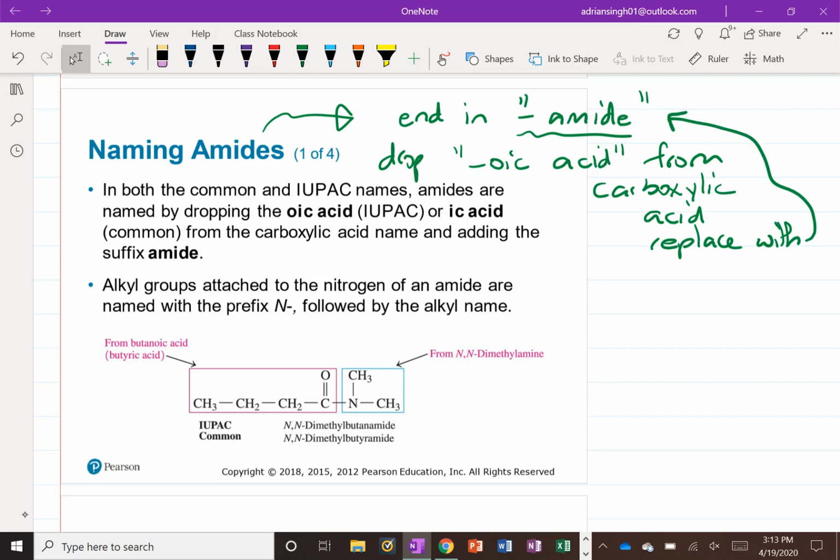And then the other thing that we need to address is if the amine that we used to make the amide had carbons connected to that nitrogen, well then we also need to address that in the name. We're going to write that prefix N. We saw this with the amine nomenclature in the previous section, followed by whatever the alkyl group was attached to that nitrogen from the amine.